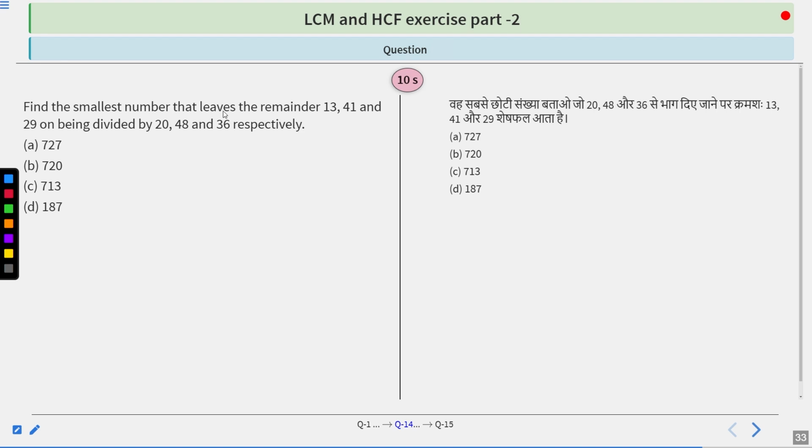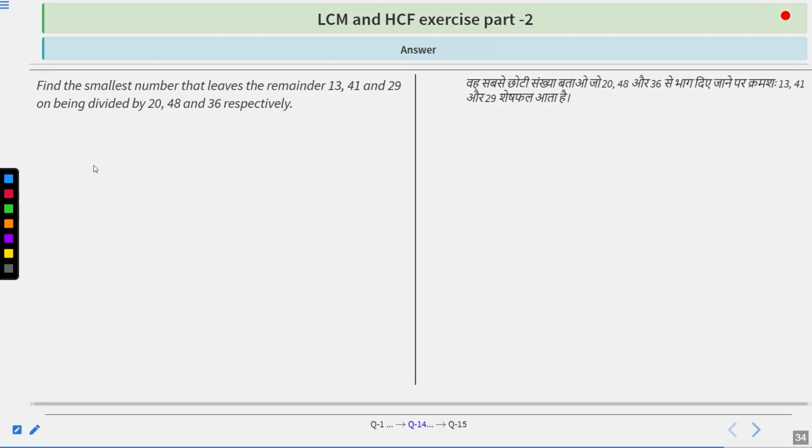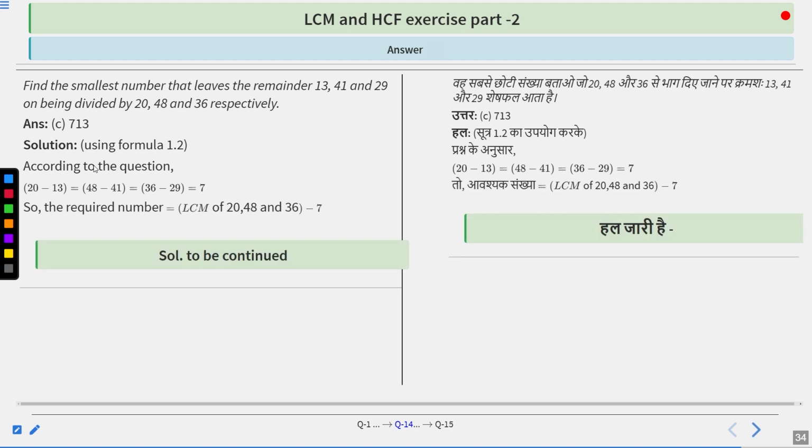Find the smallest number that leaves the remainder 13, 41 and 29 on being divided by 20, 48 and 36 respectively. And the options are 727, 720, 713 and 187. These are the options. Now, here also the difference of 20 and 13, 48 and 41, 36 and 29 is same, that is 7.